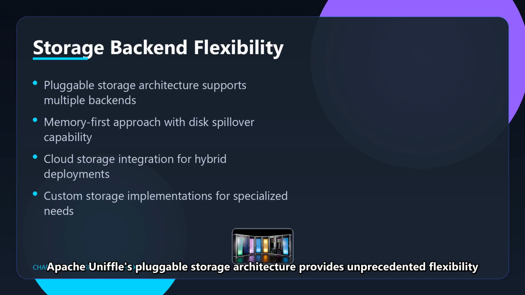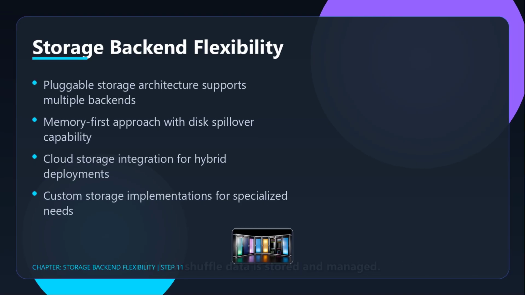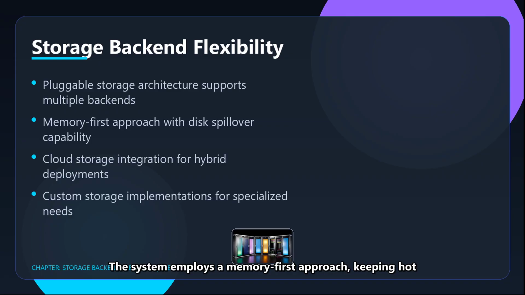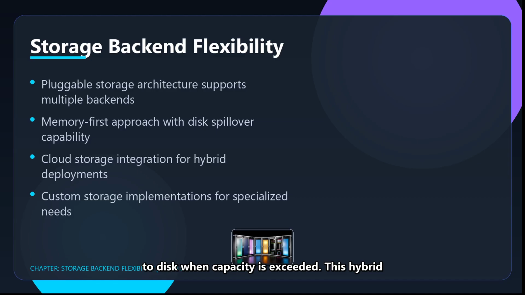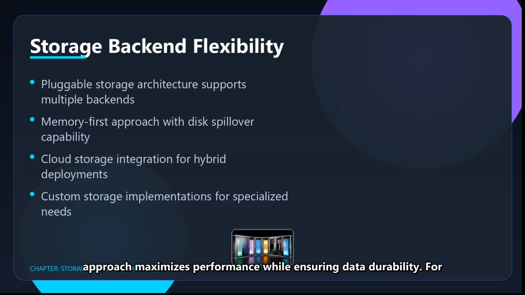Apache Uniffle's pluggable storage architecture provides unprecedented flexibility in how shuffle data is stored and managed. The system employs a memory-first approach, keeping hot data in fast memory storage while automatically spilling to disk when capacity is exceeded. This hybrid approach maximizes performance while ensuring data durability.